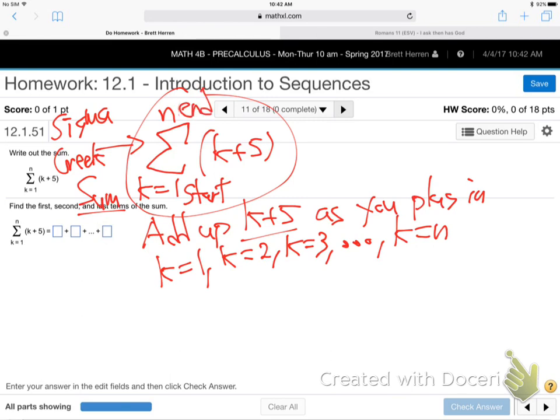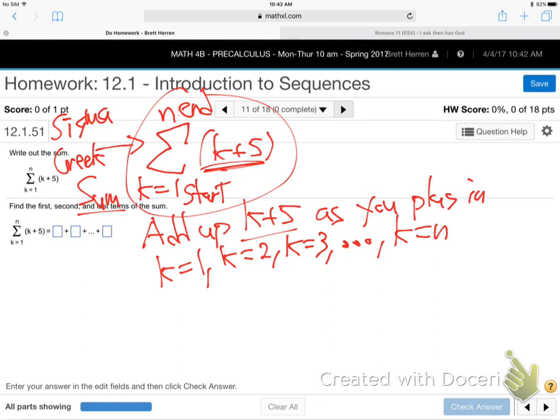Anyway, so you have big Greek. It's a big Greek capital S. It's the sigma. It's just a Greek S. So when you see it, just think, oh, that's a big Greek S, and that S means sum. That's what sum means. Add them up. It stands for sum up this formula. Add up the k plus 5 formula, as you plug in, starting with 1, ending in n.